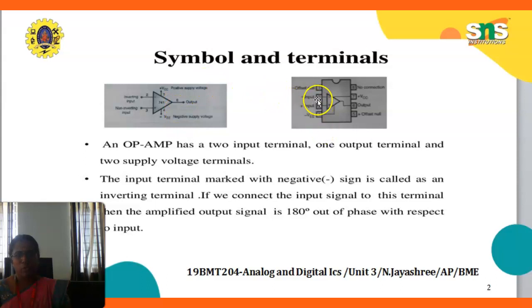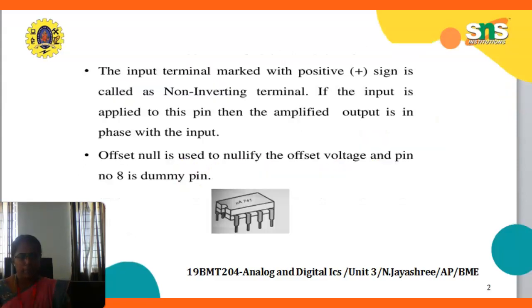And the second one is minus input, and pin number 3 is plus input, then minus VCC, no connection, plus VCC for the 7th pin, and the 8th pin is output, and the 5th pin is offset null. The input terminal marked with positive sign is called a non-inverting terminal. If the input is applied to this pin, then the amplified output is in phase with the input. Offset null is used to nullify the offset voltage, and the pin number 8 is called a dummy pin.